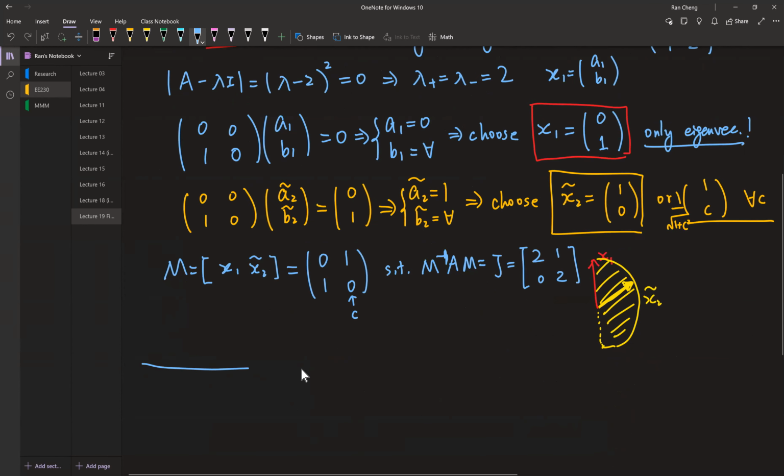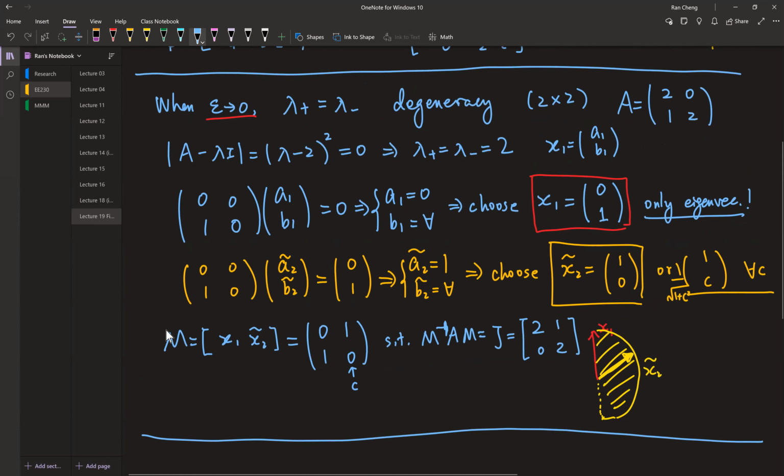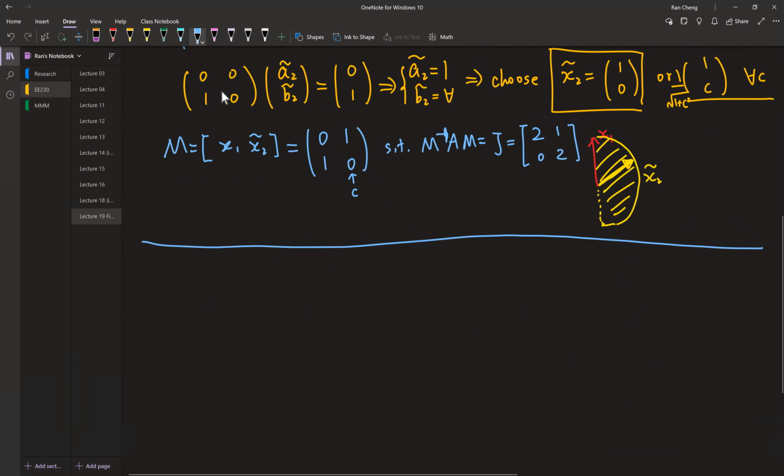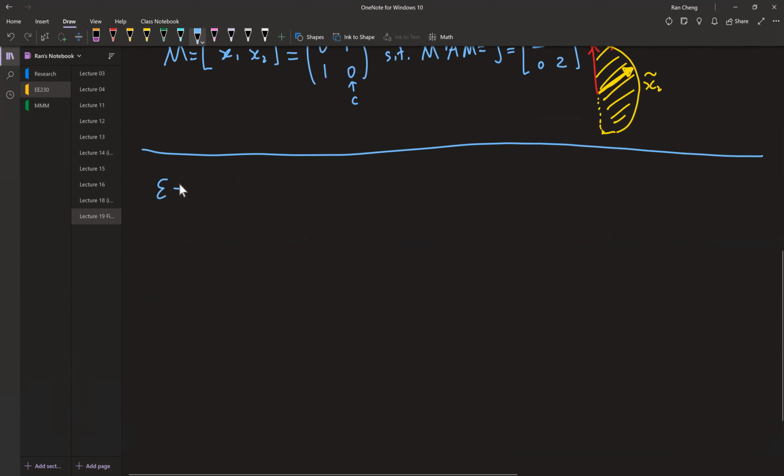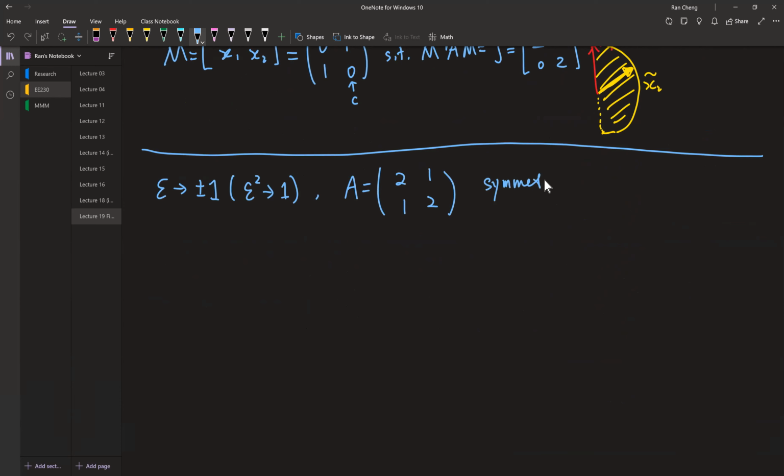But then the problem can have a further generalization. Having seen the special case when epsilon goes to 0, we could also see what happens when epsilon goes to plus or minus 1. So epsilon squared goes to 1. In this case, the matrix A becomes 2, 2, and epsilon squared, which is 1, and here is another 1. So now this is symmetric. We know that for a symmetric matrix, it is guaranteed to be diagonalizable.